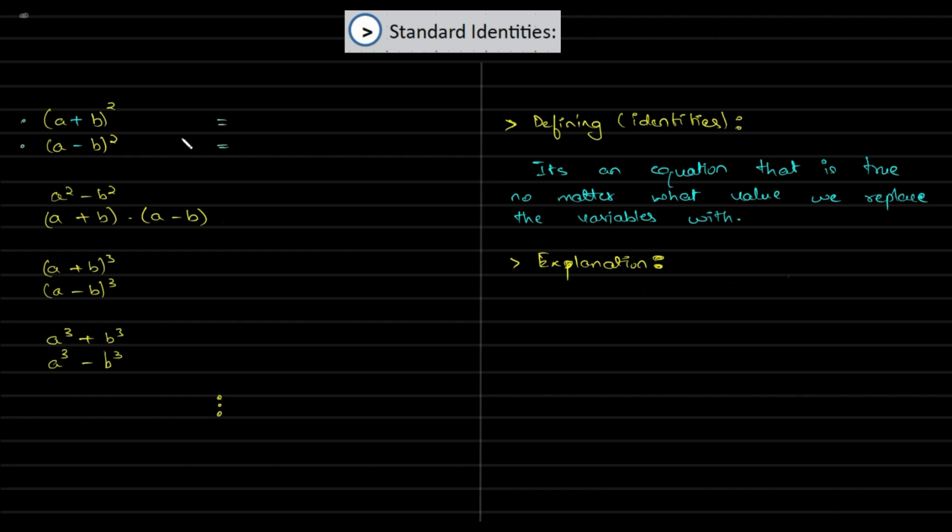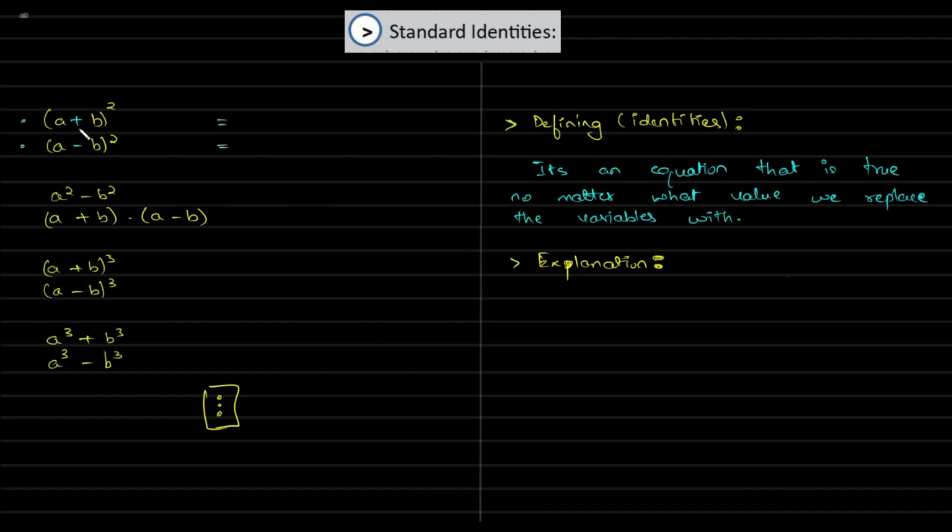That's it. So here are around 8 of your standard identities. Of course we have quite a few more, but we'll not discuss more than this. This is good enough to start off with. We're going to start off with (a plus b) the whole square and (a minus b) the whole square, and then you'll have a cube, then this 2 and a cube, then this 4 and a cube.